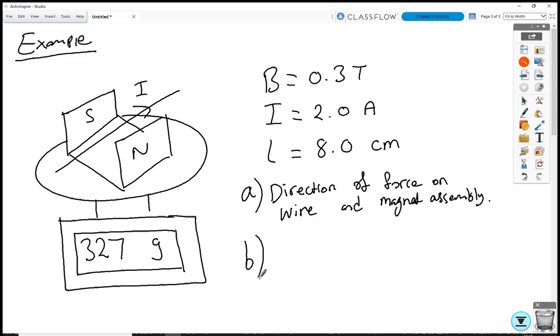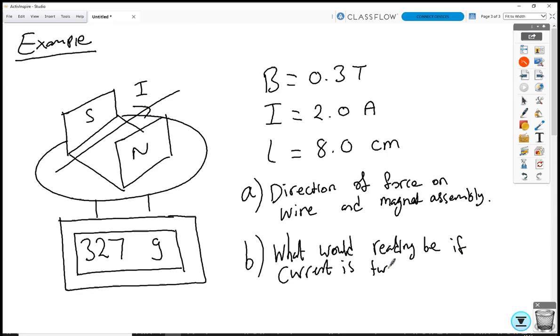And B, what would the reading be if the current was turned off? You can pause the video here to attempt this question and then press play once you want to see the answers.